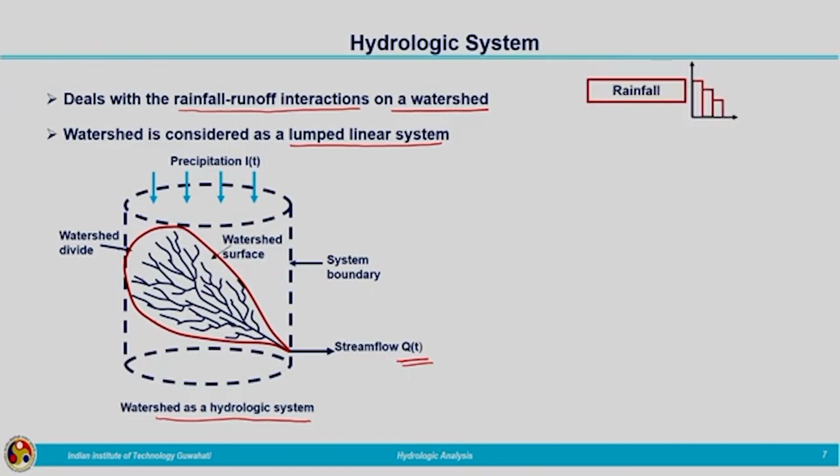By means of a flow chart, we can explain it like this. Rainfall acts on the catchment.